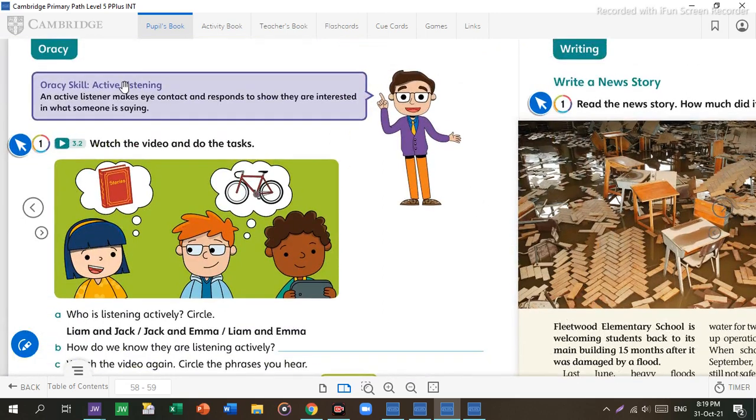Now, it's about active listening. When you talk with someone, and you want to be an active listener, you make eye contact, and then you try to show that you are interested in what they're saying. Not interested in someone like you like them, no, but interested because of what they are talking about. Okay, that's different. So you will try to pay attention. You don't want to be busy by yourself, and that is active listening.